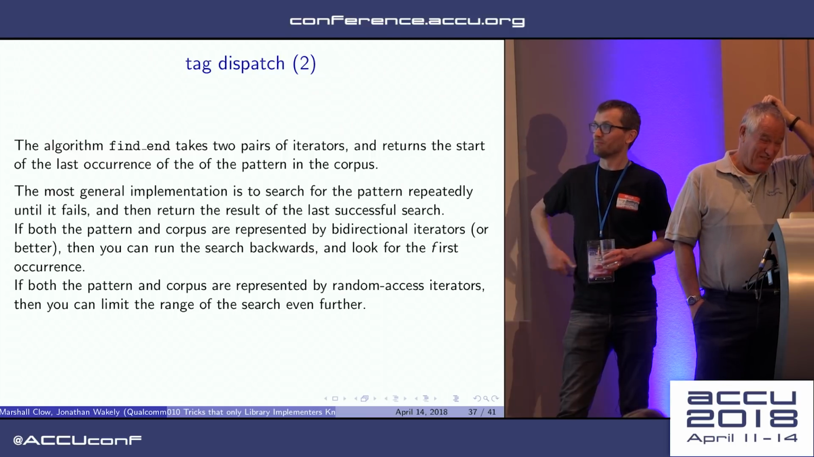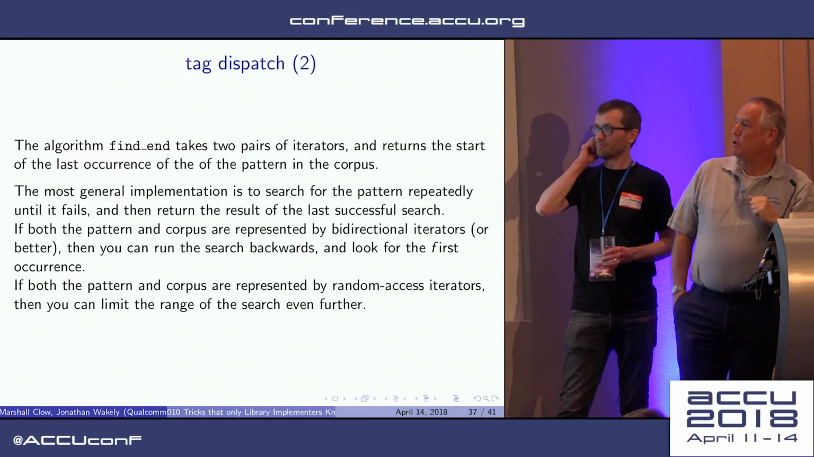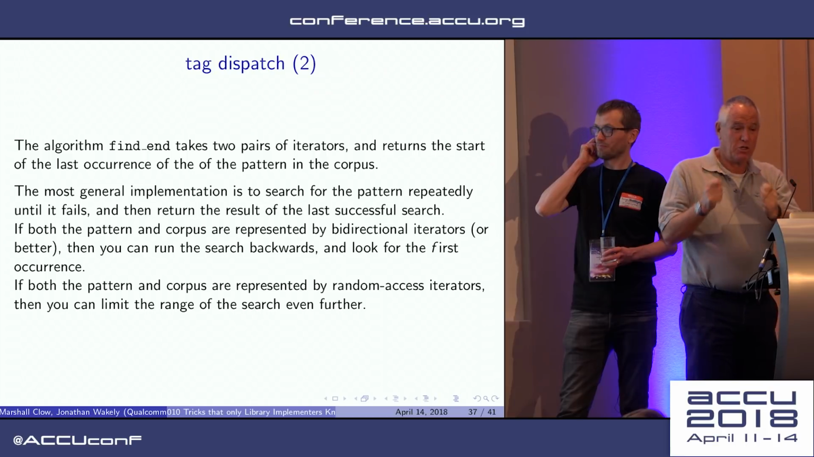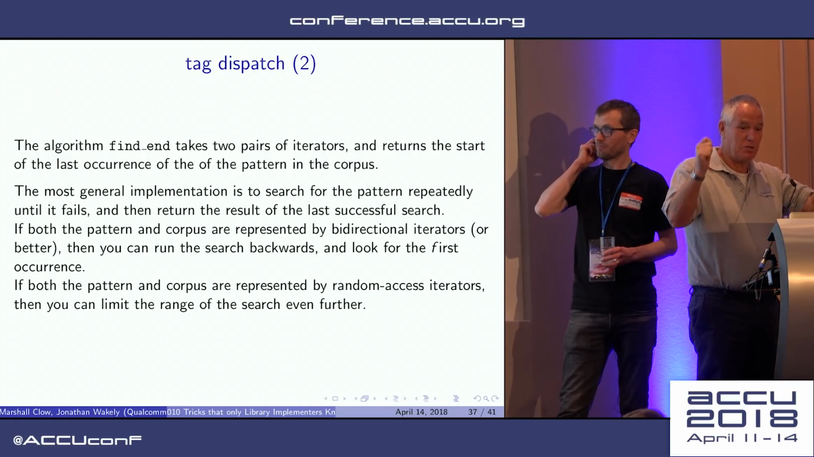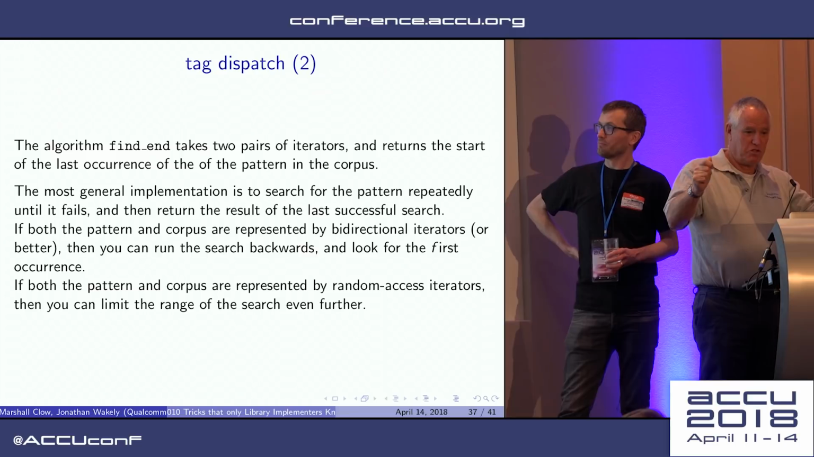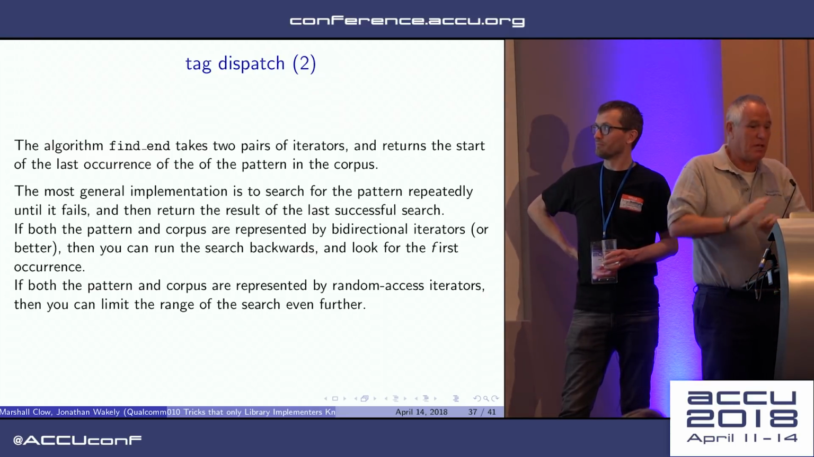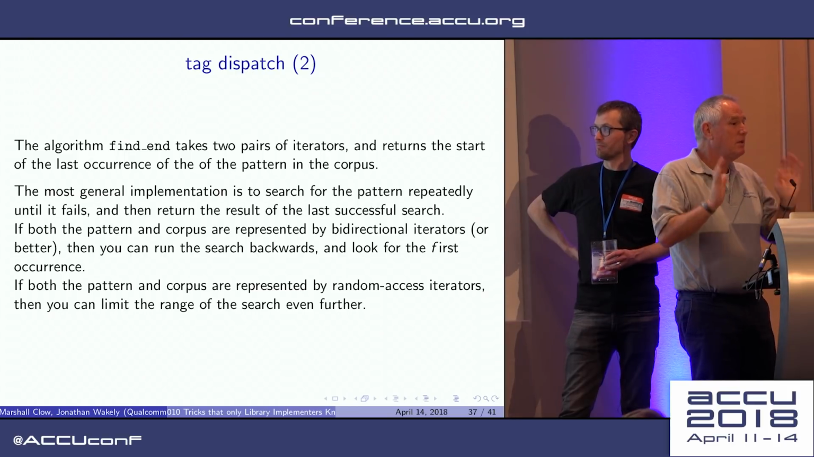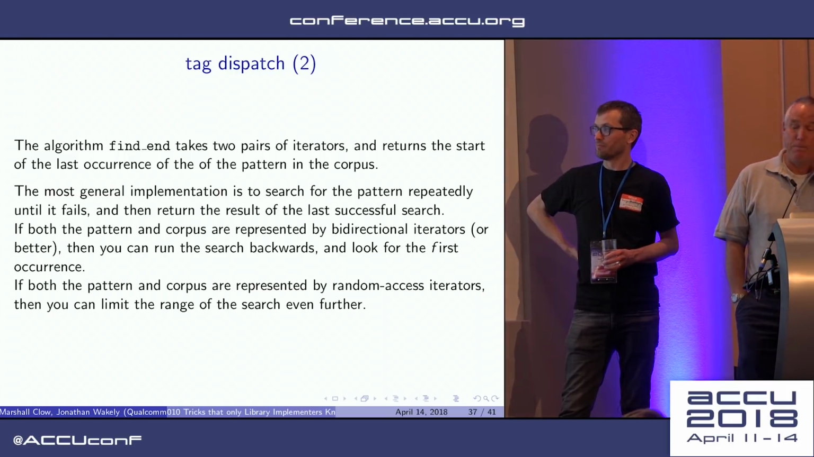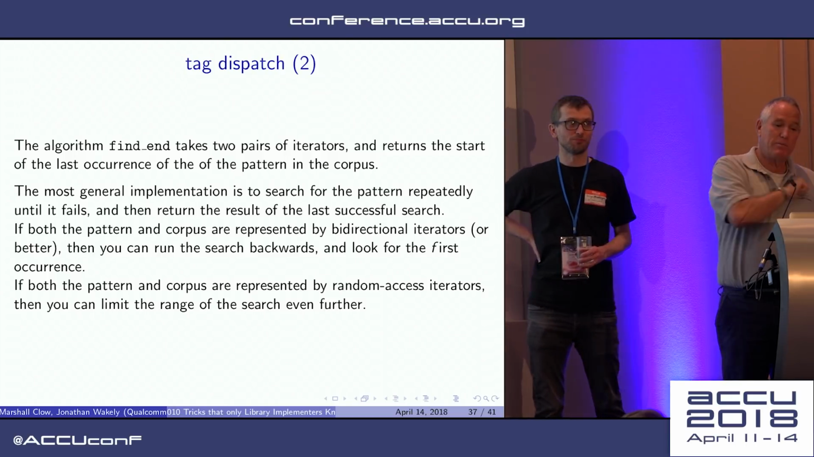But it's not as efficient as it could be. If you get handed bidirectional iterators, both the pattern and the corpus are bidirectional iterators, you just reverse them and start at the end and search back for the pattern, and you find it the first time and you're done. Much faster, much more efficient, but only if you can run the iterators backwards.